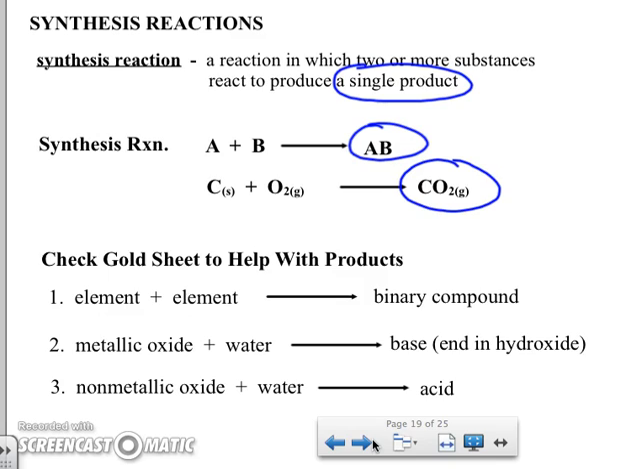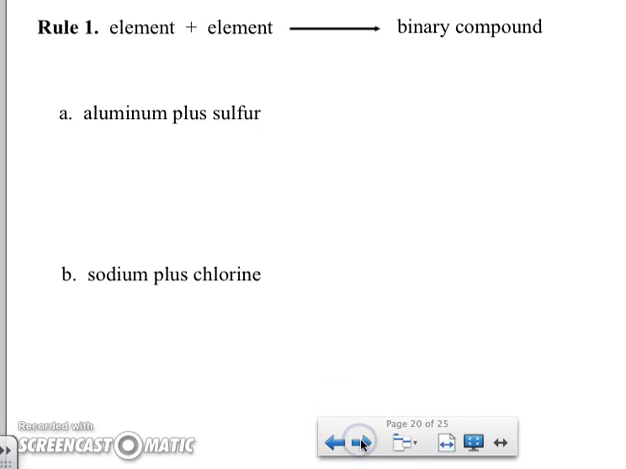There are a couple of rules that we have to follow when predicting products for synthesis reactions, and they're listed here on the bottom of the page and also on the rear of your gold sheet to help you predict products for synthesis reactions. Let's take a look at rule number 1 for predicting products of synthesis reactions. An element plus an element will always yield a binary compound.